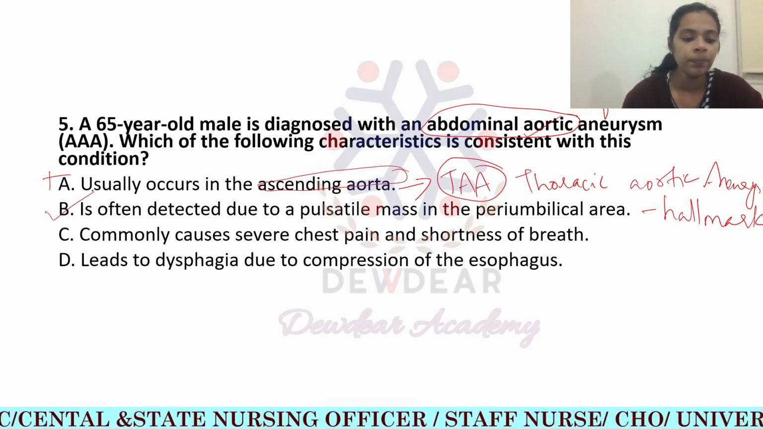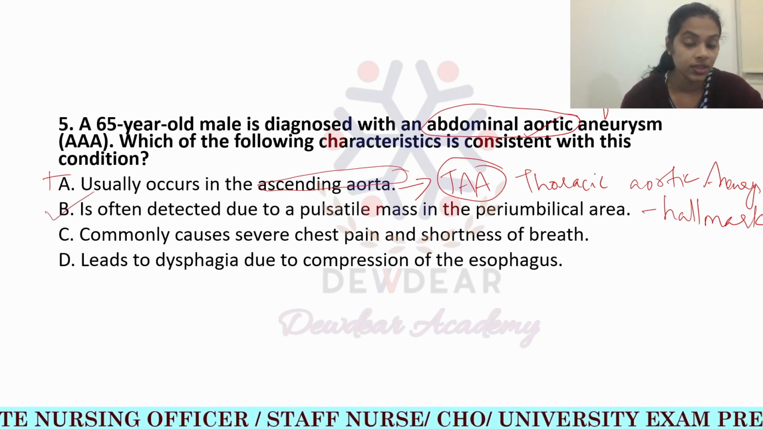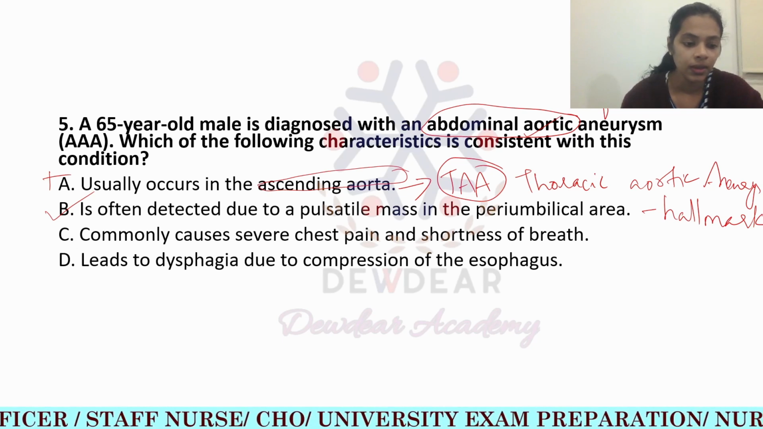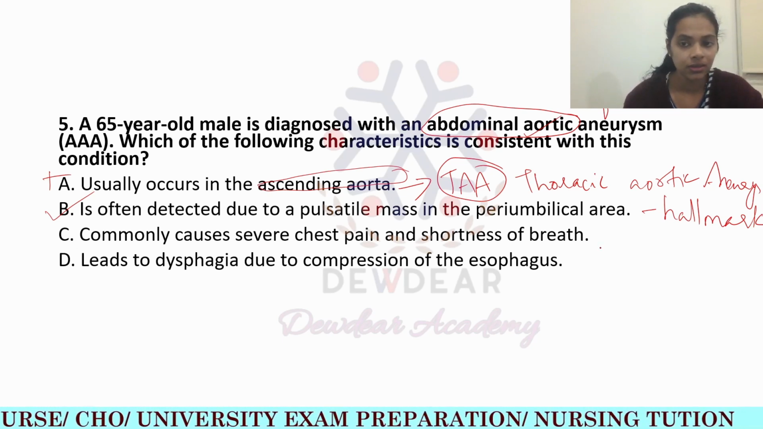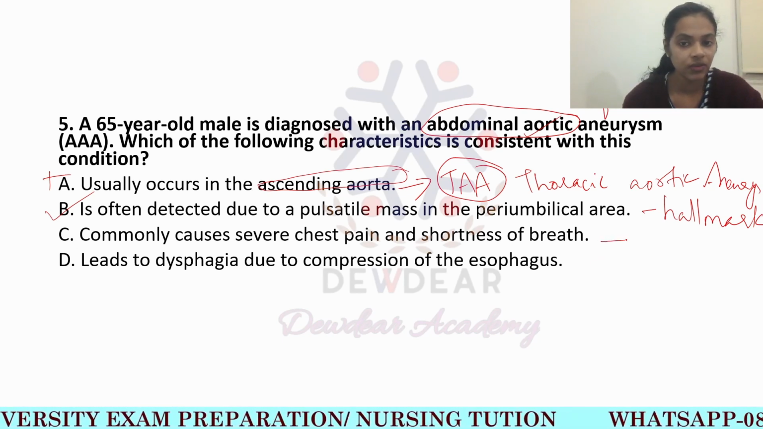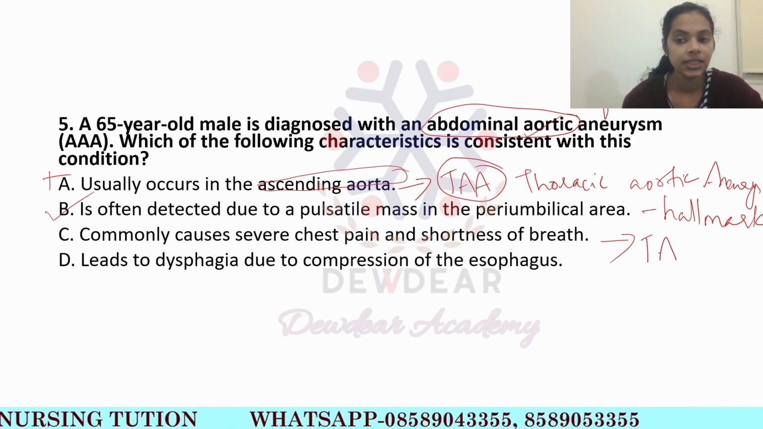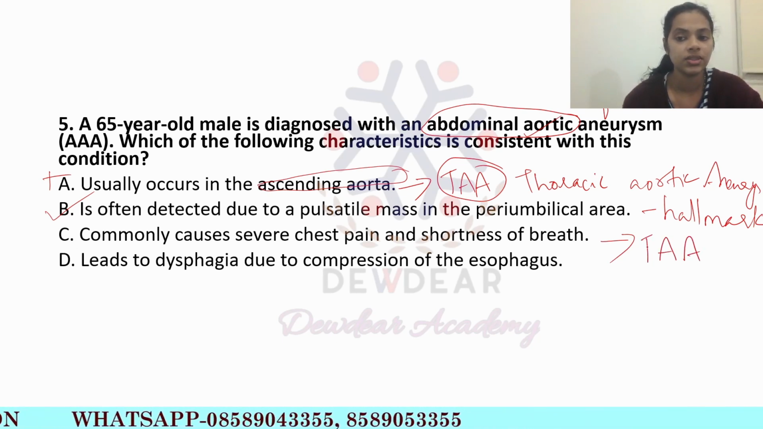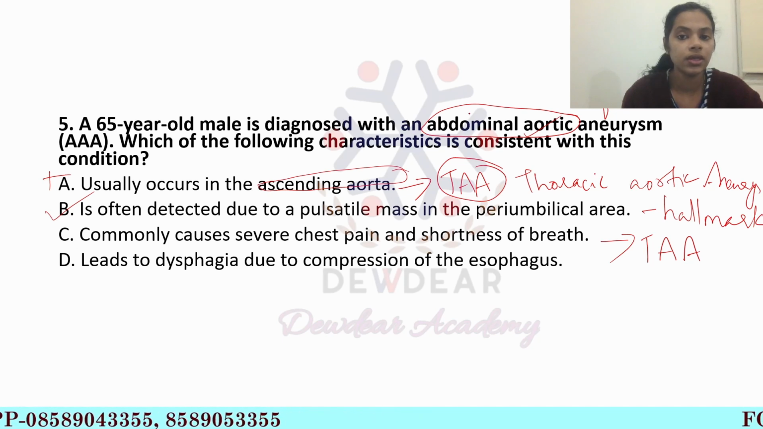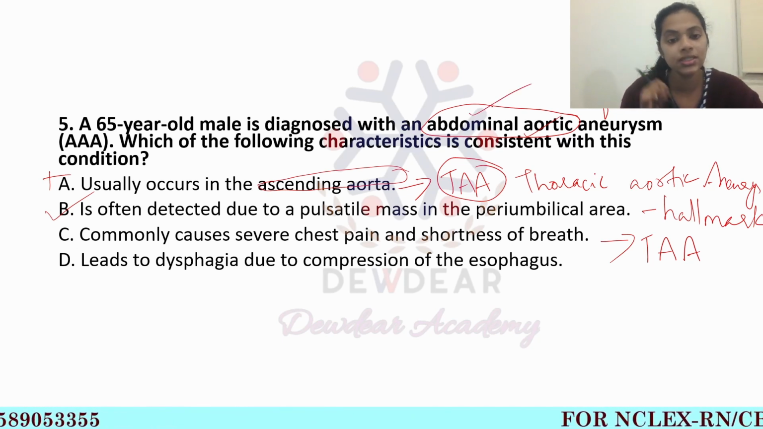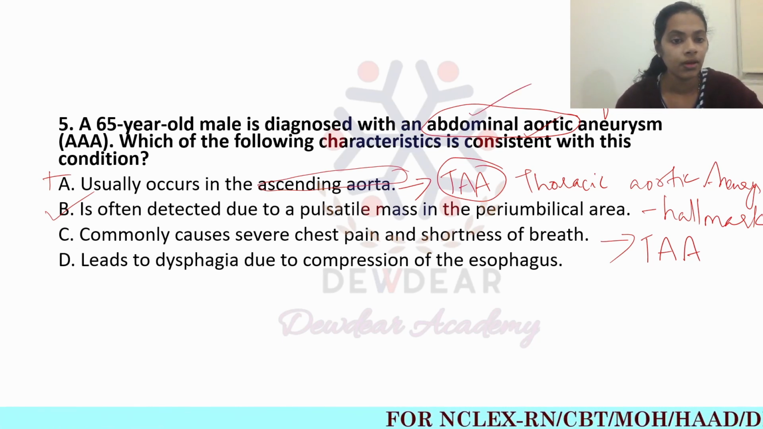Then option C, commonly causes severe chest pain and shortness of breath. That is not correct, because severe chest pain and shortness of breath is associated with thoracic aortic aneurysms. Our question is concerned with the abdominal aortic aneurysm, so that is a wrong answer.